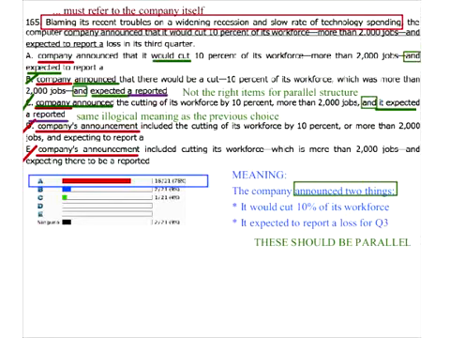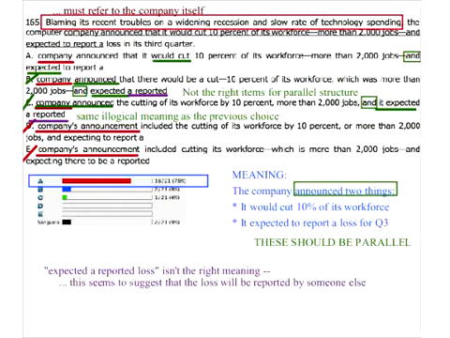"Expected a reported loss" is not the right meaning either, because the company itself is who is going to report the loss. So if you say "expected a reported loss," this seems to suggest that the loss will be reported by someone else. It's kind of like, if I say I have a handmade item. It's kind of like a reported loss, a handmade item.